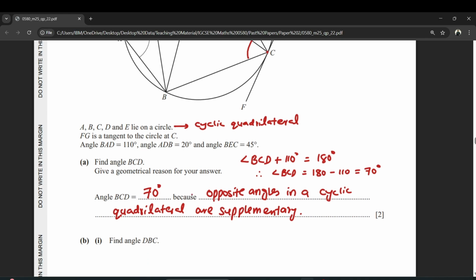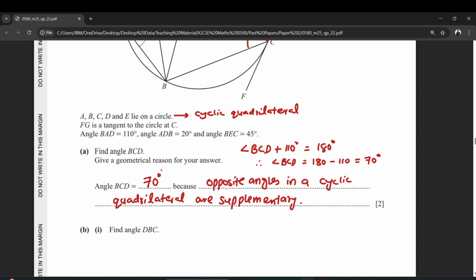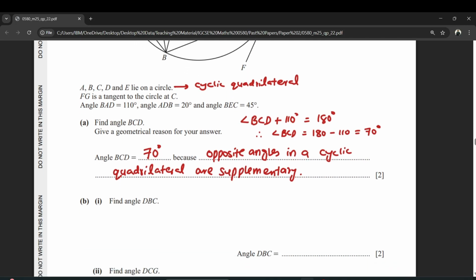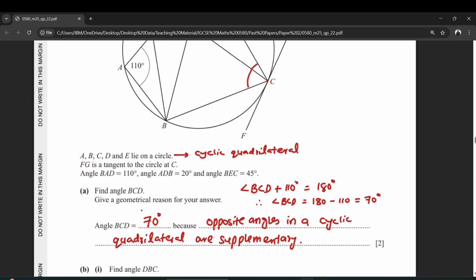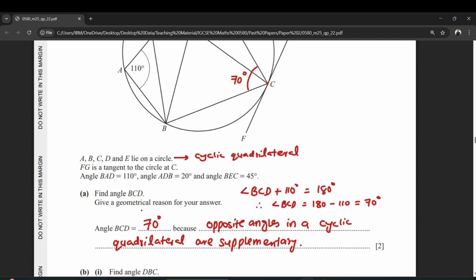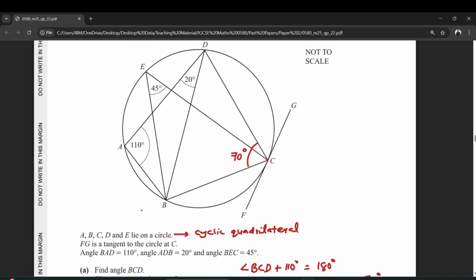Make sure that your reason is very clear. The geometrical reason that you need to give should be crystal clear, so that the examiner understands that you know how to deduce the answer and based on what geometrical property you have given your answer. Also one more very important thing: whatever angles you're finding, make sure that you label them on the diagram as well, so that you know that this is the angle that I've already found. That's a good practice. It helps you visualize better what angles I have and what more angles I need to find.